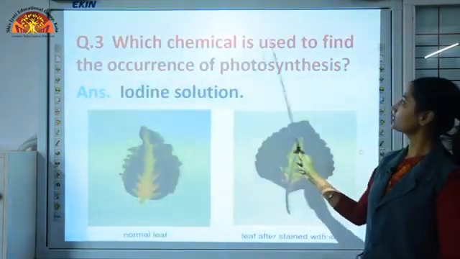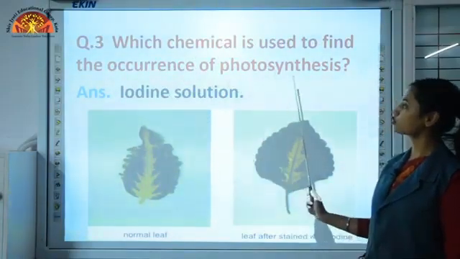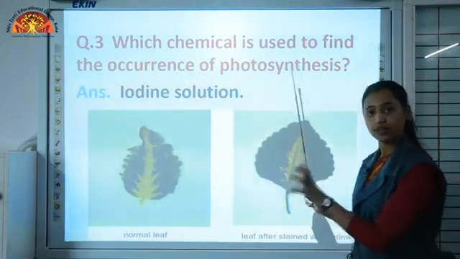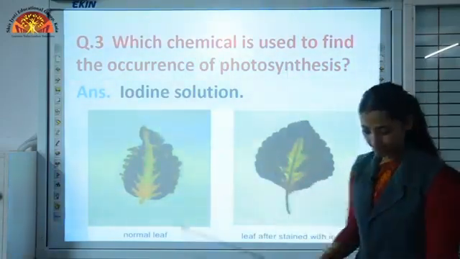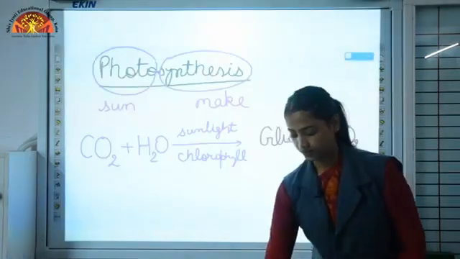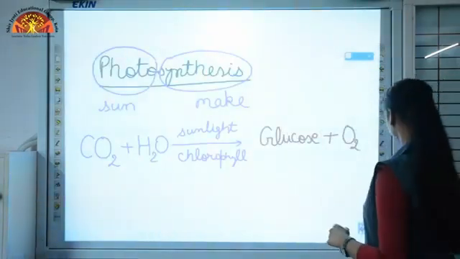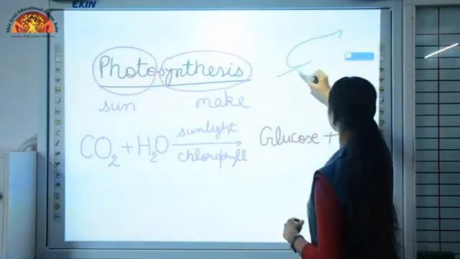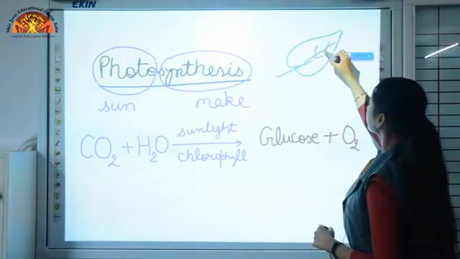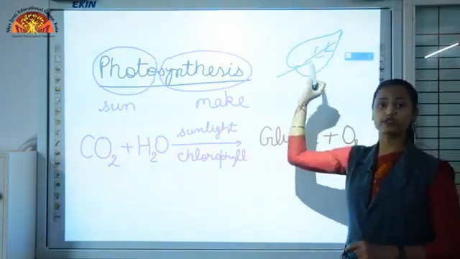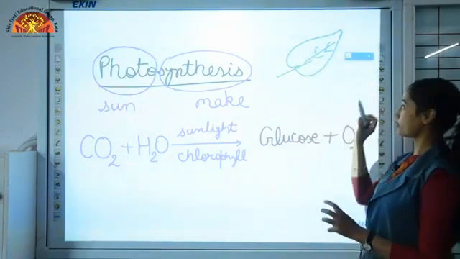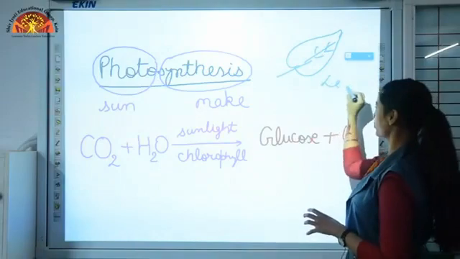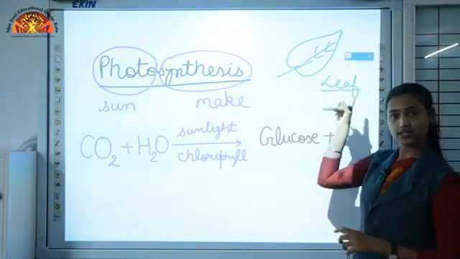Now, which chemical is used to find the occurrence of photosynthesis? That is iodine solution. Now first understand what has been asked in this question. Now we have to show that this is a leaf. Okay? Leaf is also known as food factories. Why? Because on which part of plant is food manufactured? On leaf. So the food factory of a plant is the leaf.